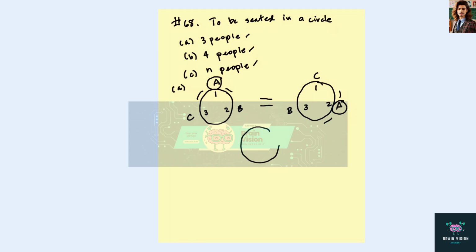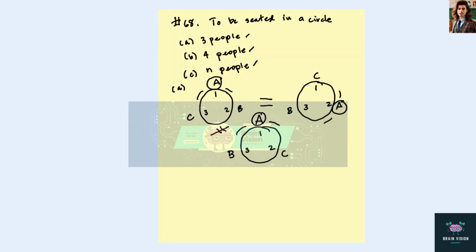Let's say I have another arrangement. And what I'm going to do is I'm going to fix A in the first seat. I'm going to put him there and he's going to be fixed in seat number 1. And then we switch the positions of B and C so that B is in 3, C is in 2. This arrangement is different from the first. If you look at A, to his right is B, to his left is C.